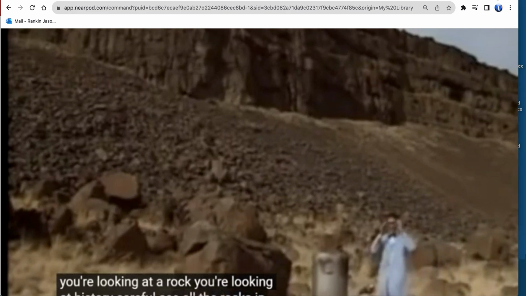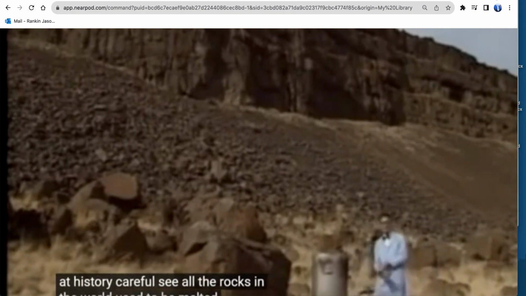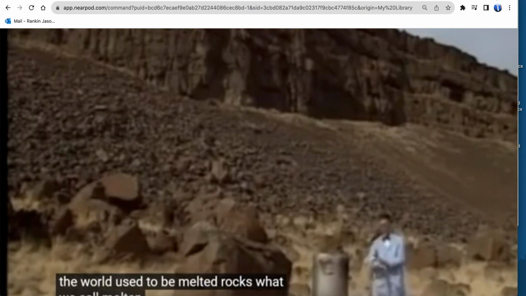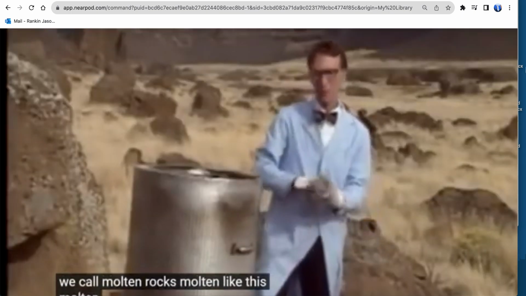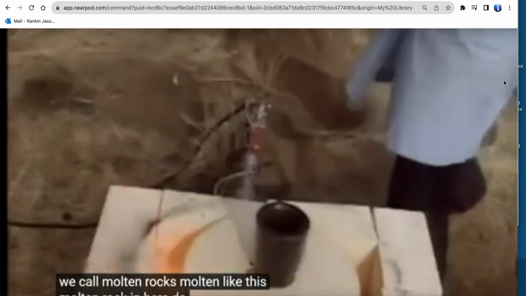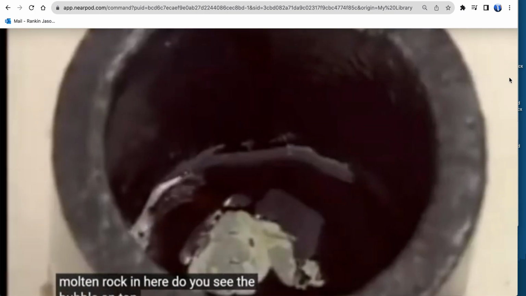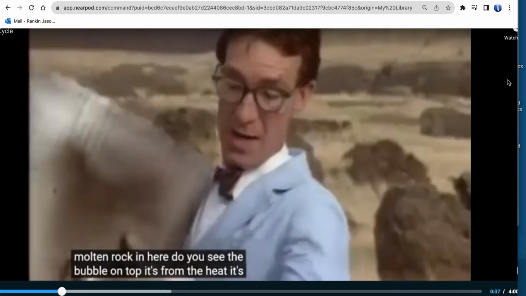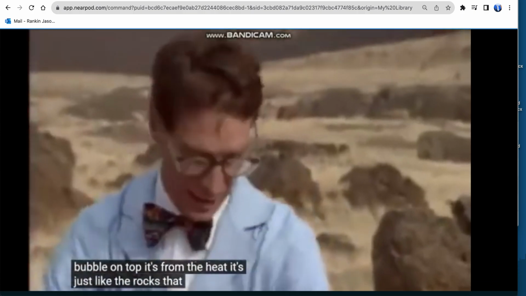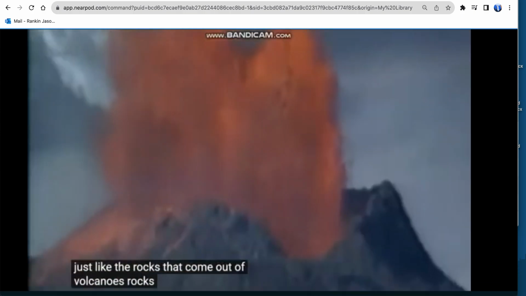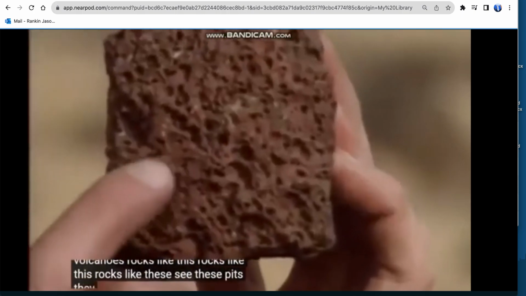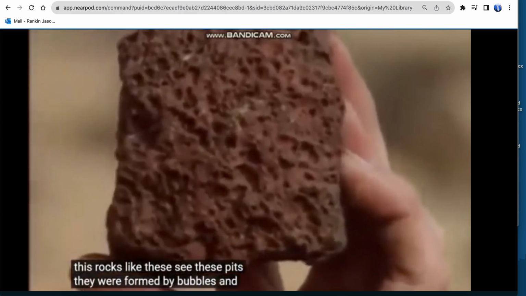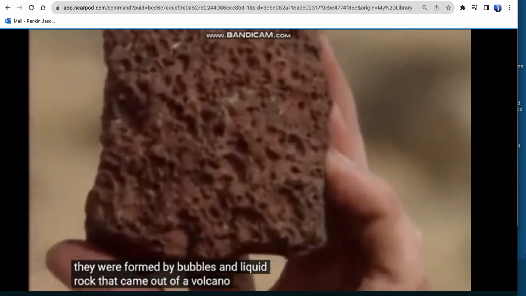See, all the rocks in the world used to be melted rocks, what we call molten rocks. Molten. Like this molten rock in here. And you see the bubble on top? It's from the heat. It's just like the rocks that come out of volcanoes. Rocks like this, rocks like this, rocks like these. See these pits? They were formed by bubbles in liquid rock that came out of a volcano.